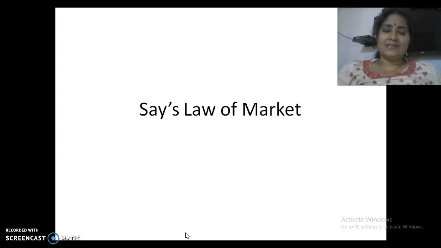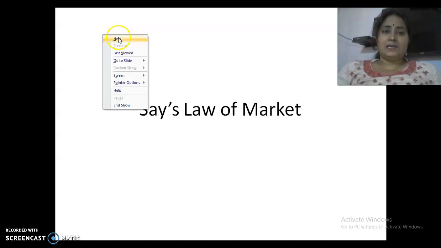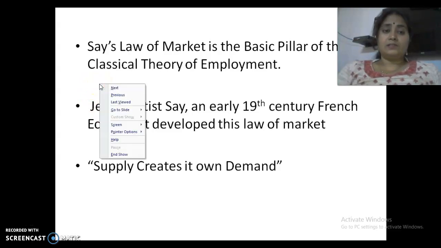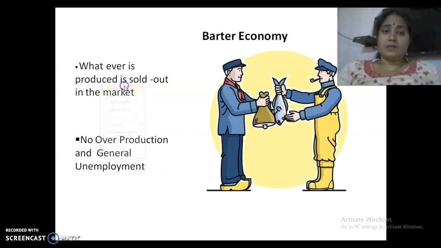The Say's law of market is the basic pillar of the classical theory of employment, and it was developed by J.B. Say. His full name is Jean-Baptiste Say, an early 19th century French economist. According to Say, supply creates its own demand. So let us discuss this law in both barter economy and monetary economy.